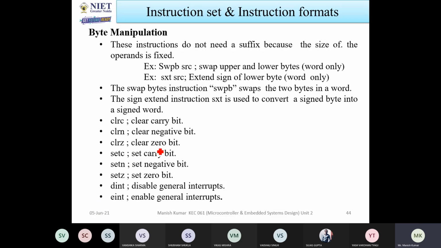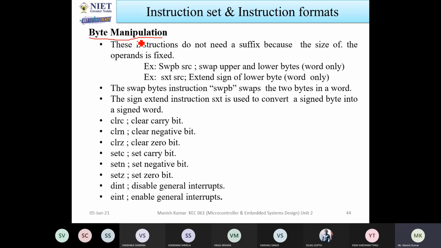In the last lectures, I discussed the instruction set: how many instructions are available in the MSP430, how many types of instructions are available, and how many categories there are. I also discussed arithmetic instructions, logic instructions, and movement instructions. Now I will discuss the next instruction type, called byte manipulation.